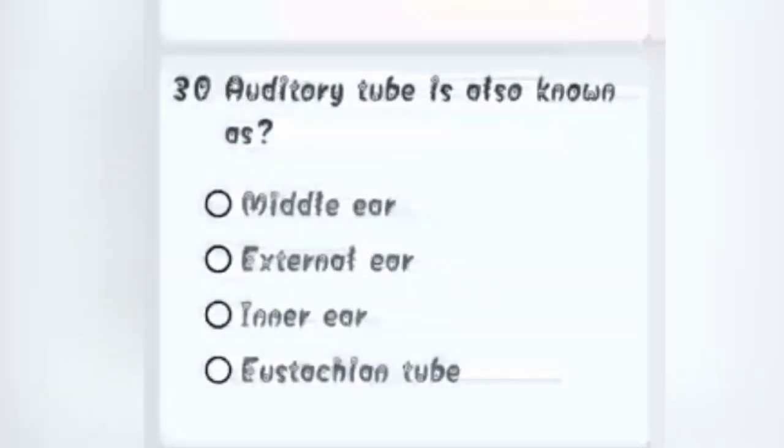Next question 30, that is: auditory tube is also known as option A, middle ear, option B, external ear, option C, inner ear, and option D is eustachian tube. The answer of this question is eustachian tube, that is option D.